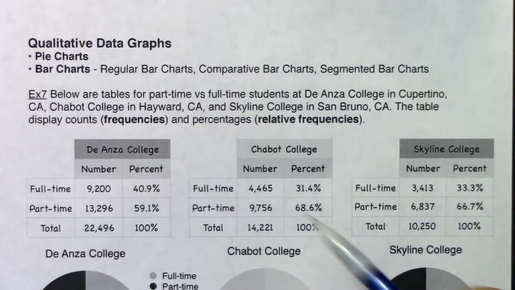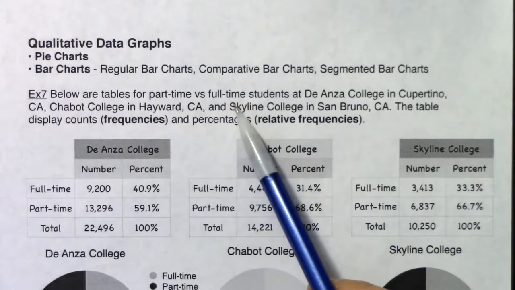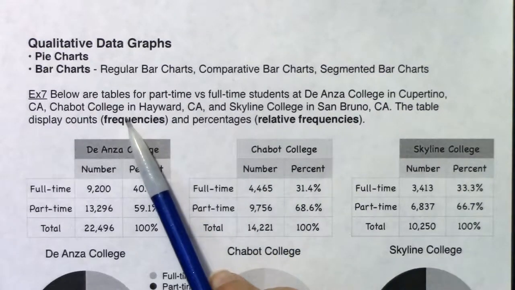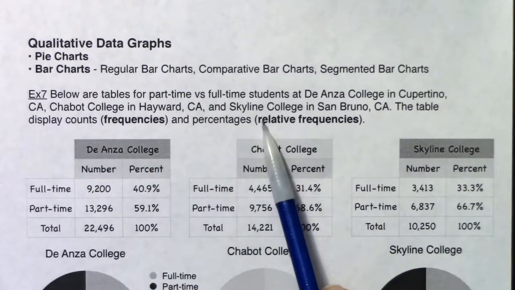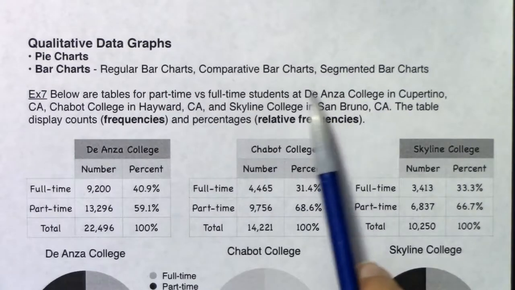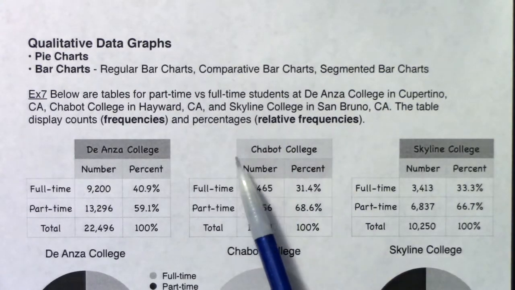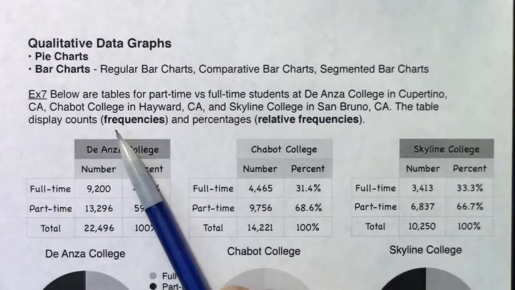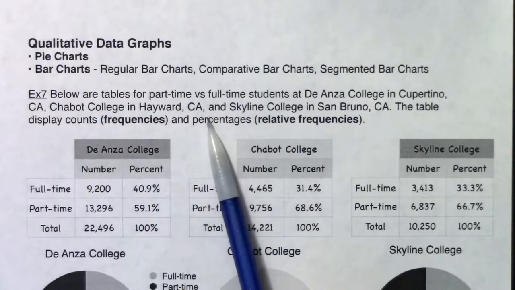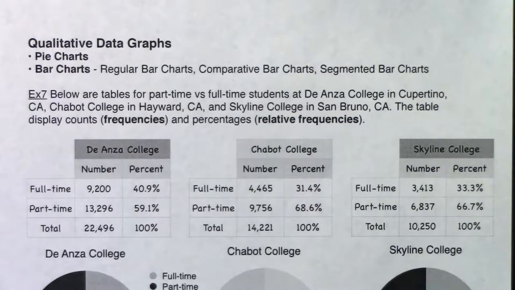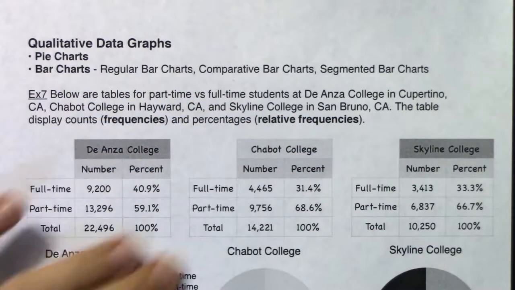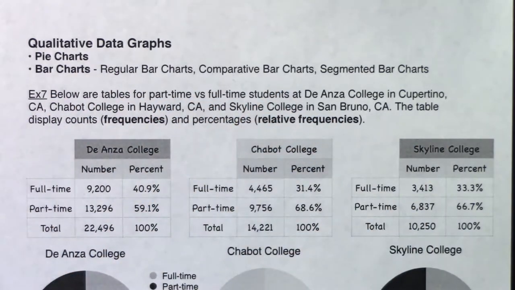So below are tables for part-time versus full-time students at De Anza College in Cupertino, Chabot College here in Hayward, and Skyline College over in San Bruno. And these are some of the colleges that I've worked at in the past. So the table displays the frequencies, all right? So the actual counts, the frequencies, and the percentages, the relative frequencies. So if you take a look just at these three different tables I've provided you. Here's the De Anza numbers, here's our Chabot numbers, and here's the Skyline numbers.